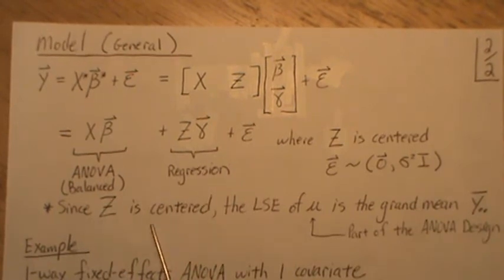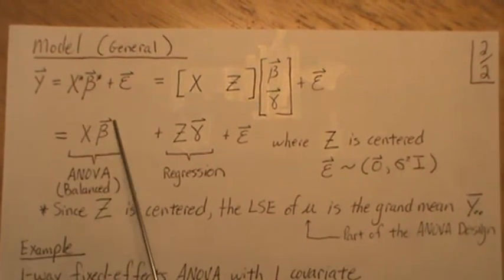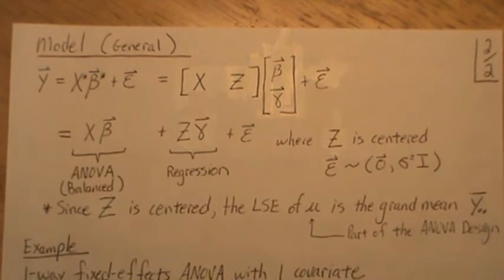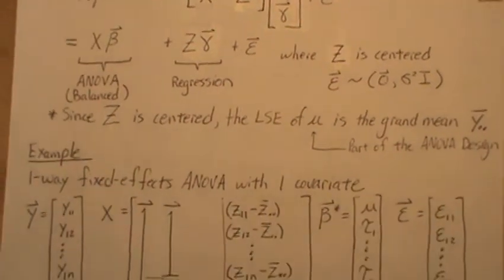Now, Z we're going to center. That means that we subtract the grand mean of the variable from itself. And we kind of saw that in the scalar form. Now, one reason we do that is that the least squares estimate of mu is the grand mean, y dot dot bar. Now, mu is actually part of the ANOVA setting. And if you've watched any of the previous videos, that'll make more sense. But we'll also cover it in more detail as we proceed through this little mini-series.